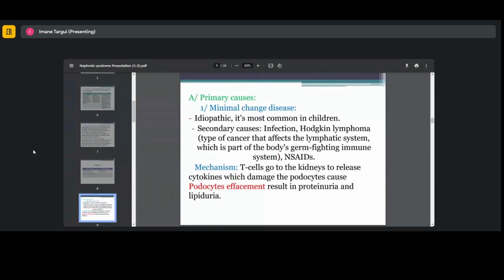Okay, we have minimal change disease. We have two things. We have idiopathic, we don't know why, and we have secondary causes. The patient may have infection, Hodgkin lymphoma, or non-steroidal anti-inflammatory drugs. The mechanism is the T cells. The T cells, which are cells of our immunity, go to the kidney, les reins, to release cytokines.